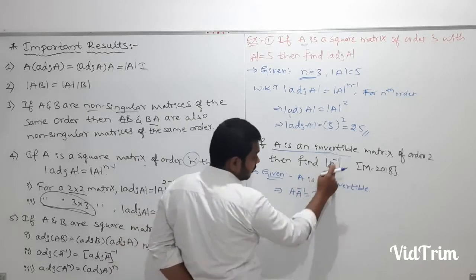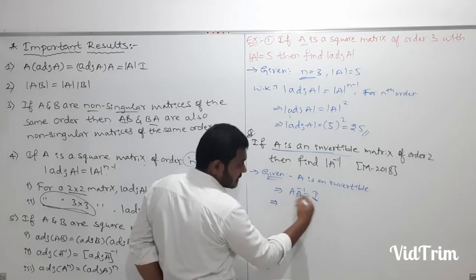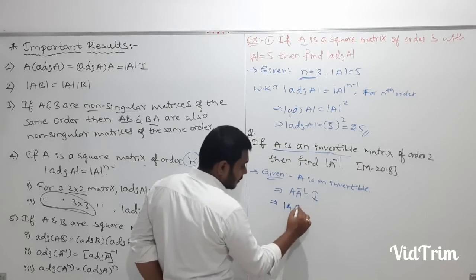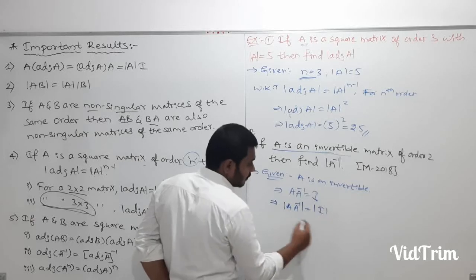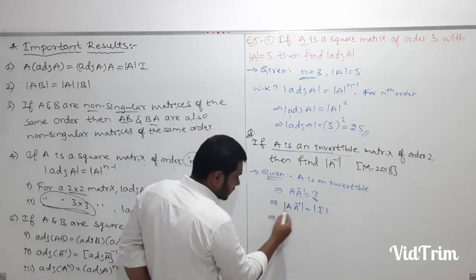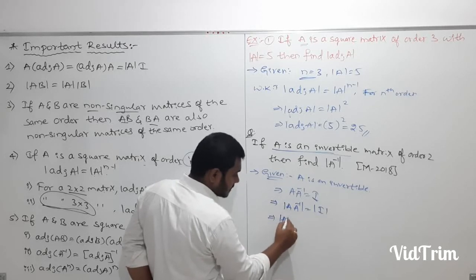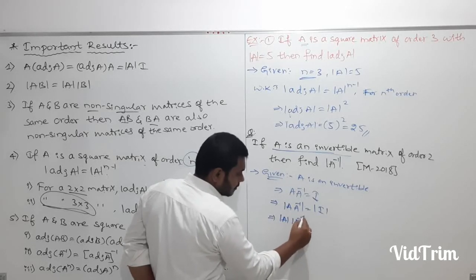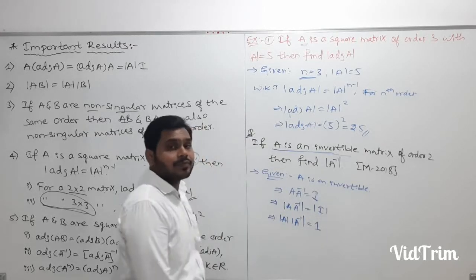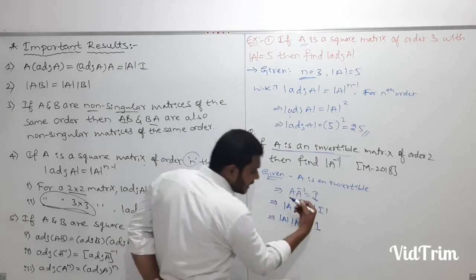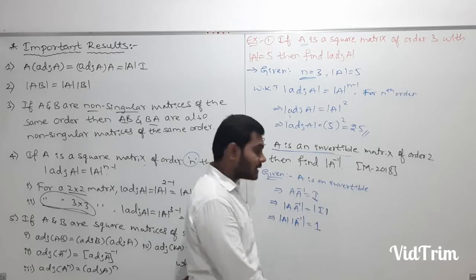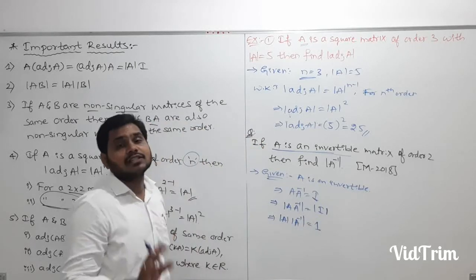To calculate the determinant of A inverse, I will take the determinant on both sides of this relation. So the determinant of A into A inverse is equal to the determinant of I. This can be written as the determinant of A into the determinant of A inverse. And we know that the determinant of I is equal to 1. For any identity matrix, if you take the determinant, that value is always equal to 1.